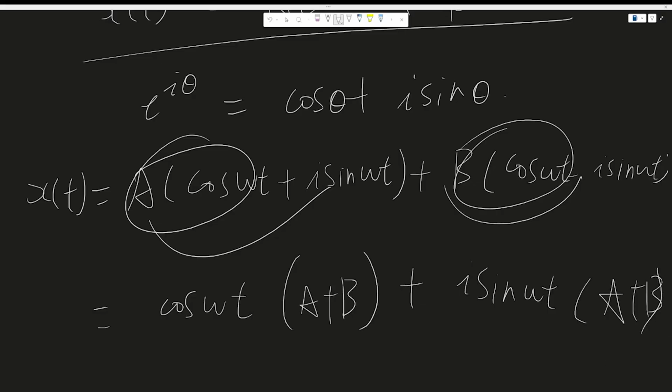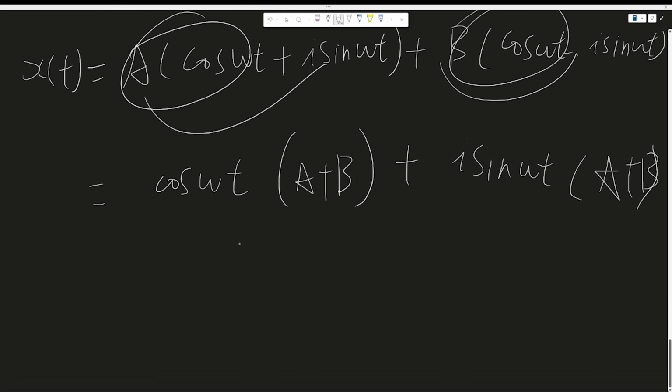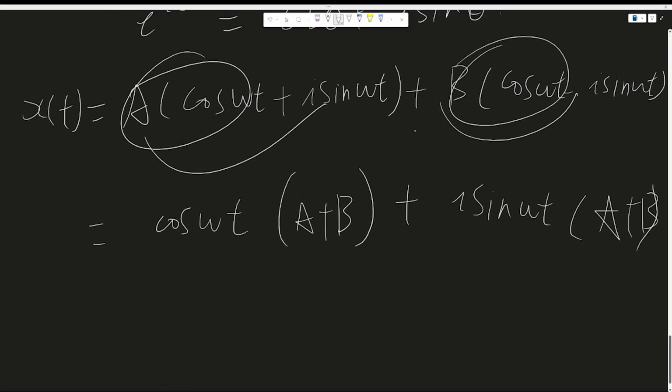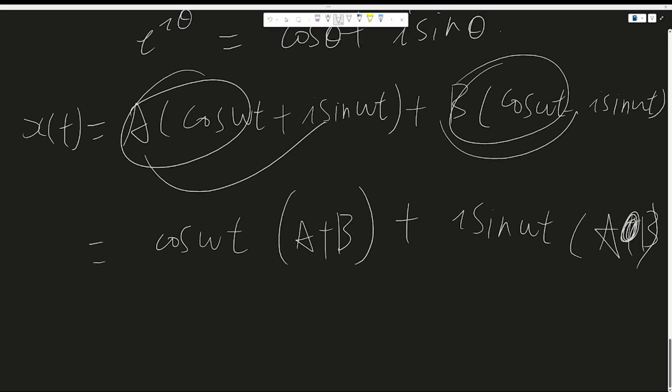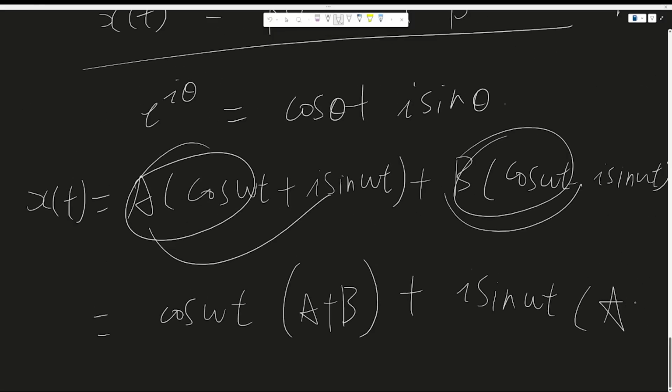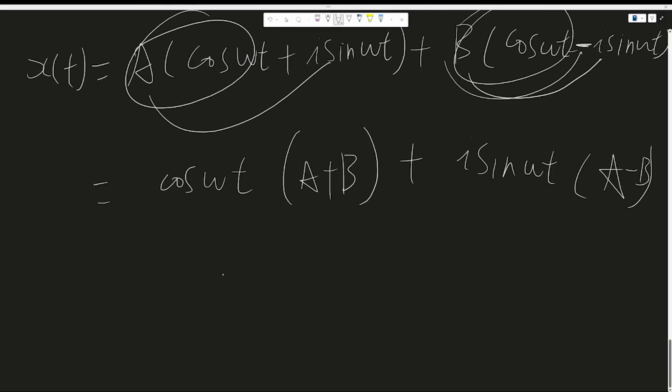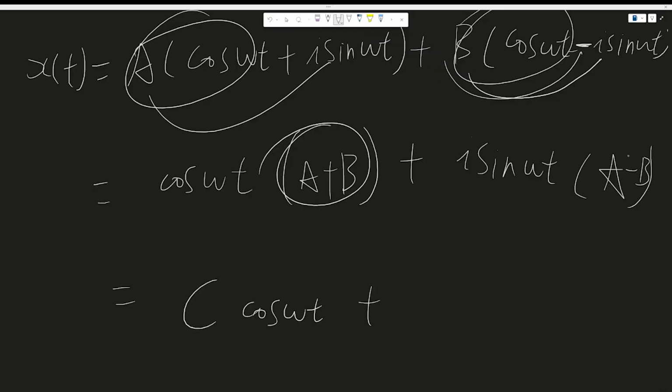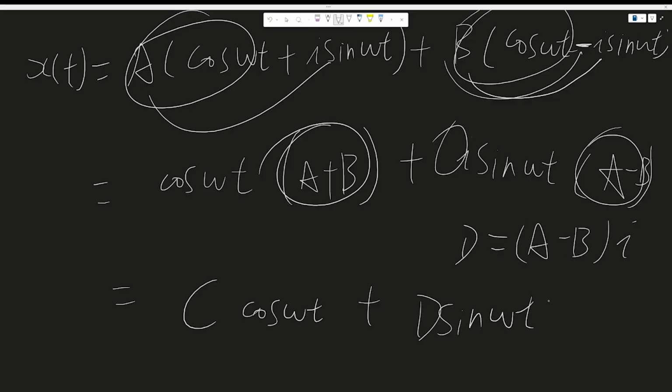And then next we've gotten the general solution. So this should be a minus b here, because the term here is negative bi sine omega t. So now we just give two different constants. Let's call this c, so c cosine omega t, and let d be a minus bi. So this becomes d sine omega t. This is the general solution.